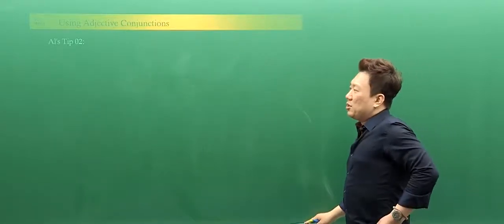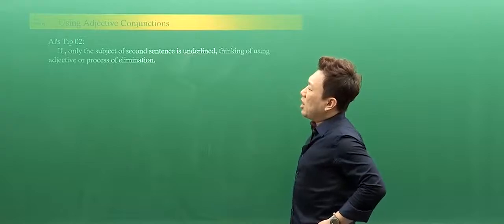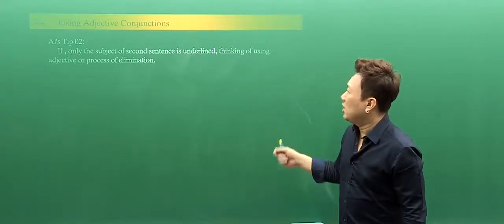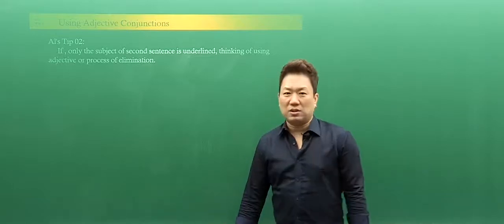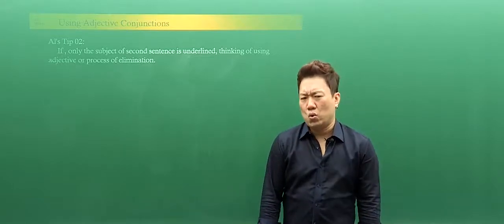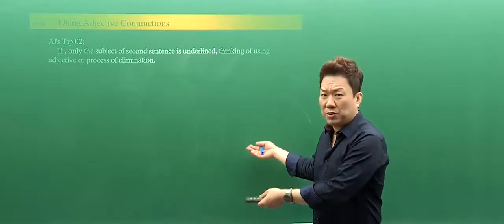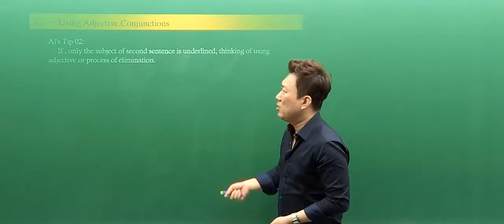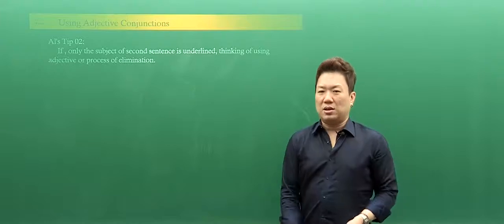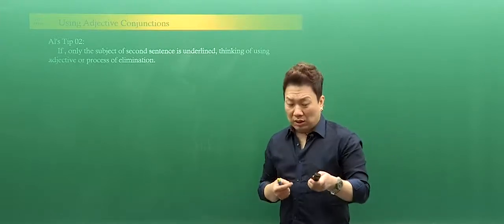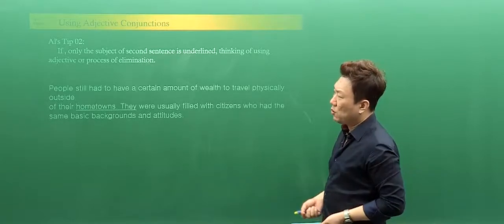The second tip, okay? Let's look here. If only the subject of the second sentence is underlined, think of using an adjective clause or process of elimination. So this time, what's the difference between this one and the previous one? Yes, this time only the subject is underlined, not the whole subject and verb. Those are different, okay? So let's look at the question.